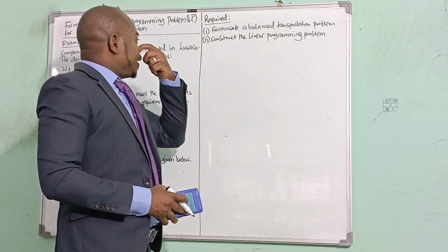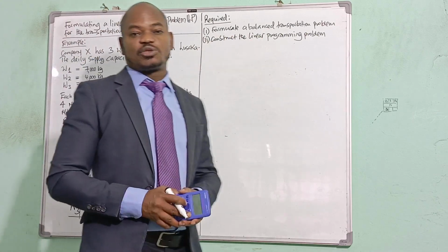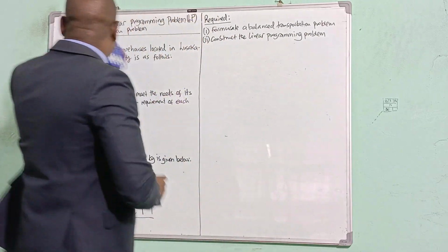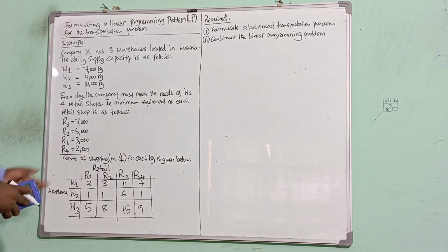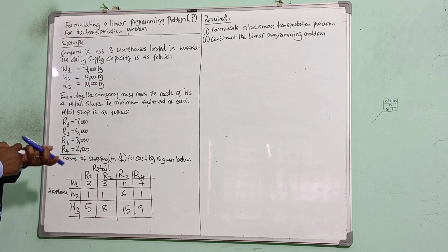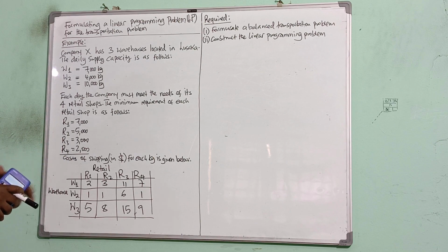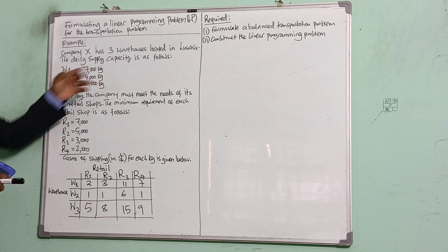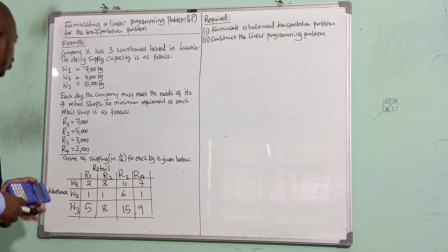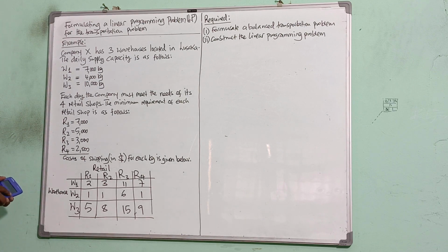So the first question is to formulate a balanced transportation problem. Let's read through. Company X has 3 warehouses located in Lusaka. The daily supply capacity is as follows. Warehouse 1 has the capacity to supply 7,000 kgs, warehouse 2 has the capacity to supply 4,000 kgs, and warehouse 3 has the capacity to supply 10,000 kgs.